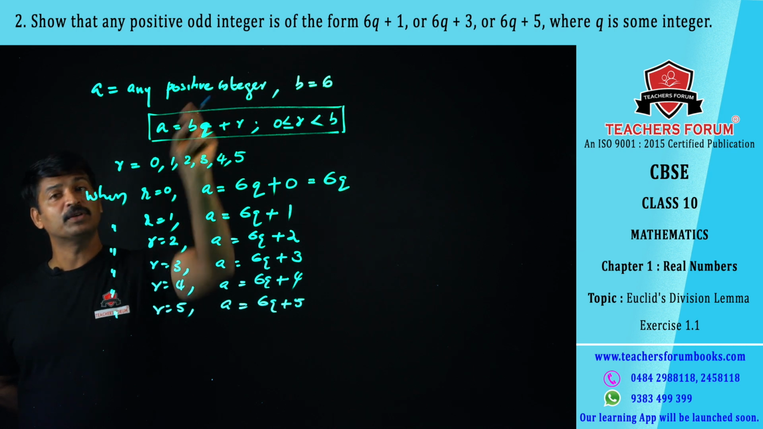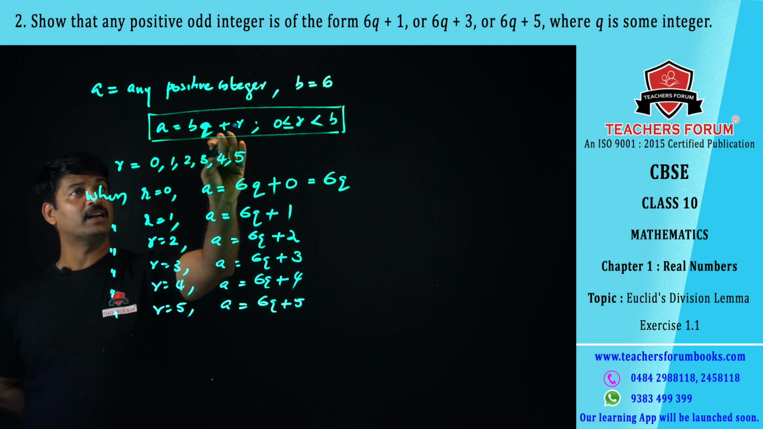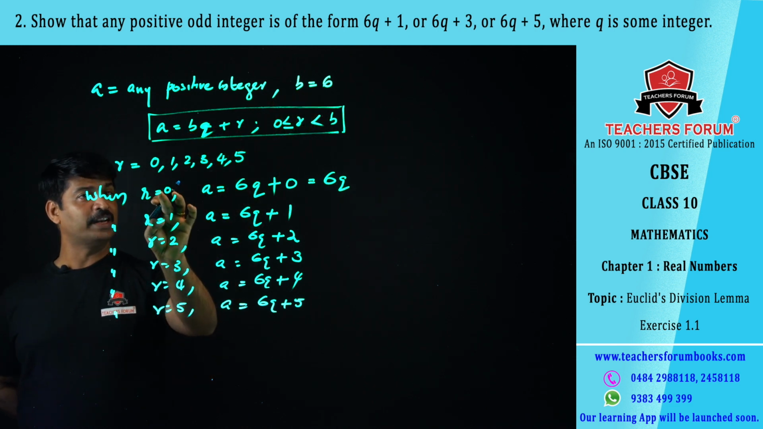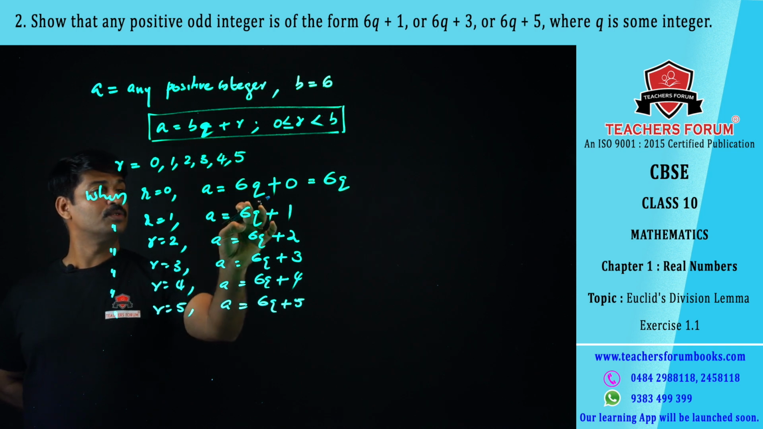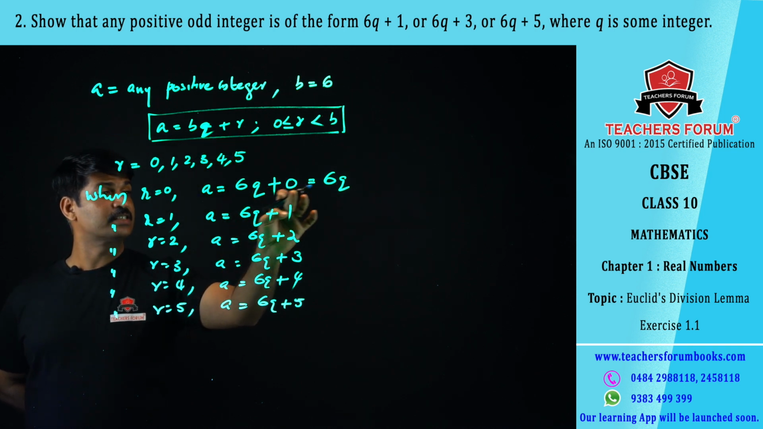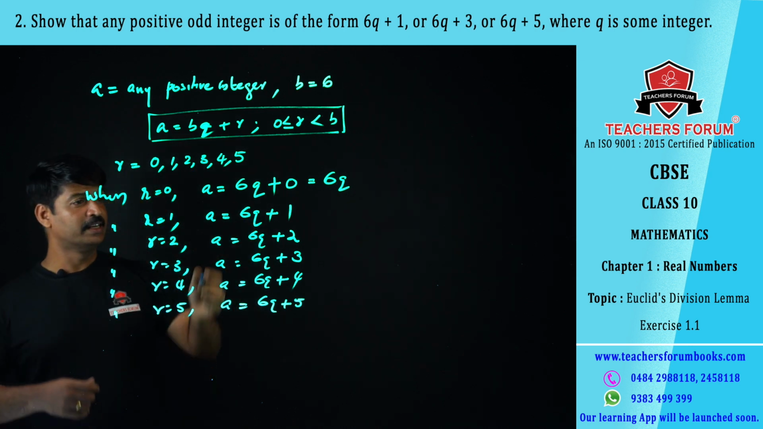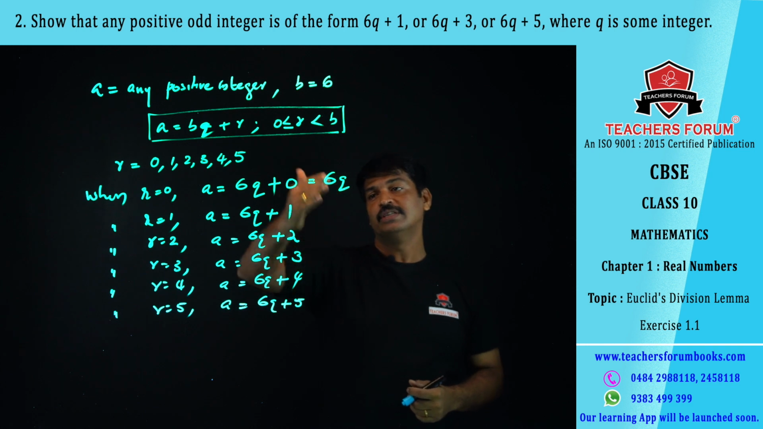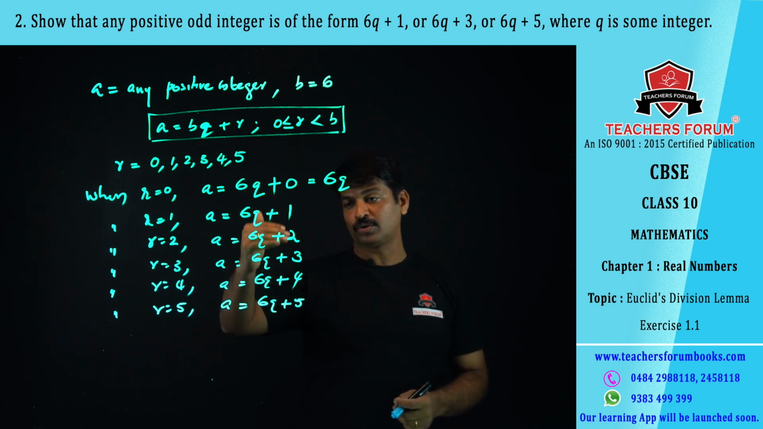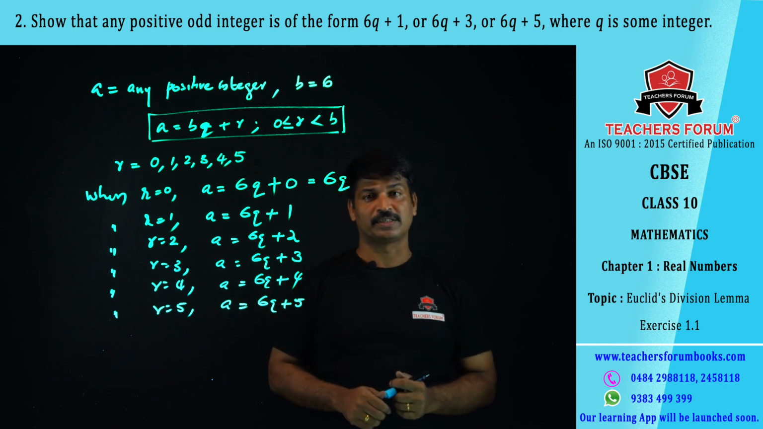Now, a is any positive integer. Any positive integer is of the form a is equal to bq plus r, where b is 6. So, when r is equal to 0, it becomes a is equal to 6q plus r, r is 0, that is 6q. When the value of r is equal to 1, it becomes 6q plus 1. When r is equal to 2, it becomes 6q plus 2. You see, 6q, 6q plus 1, 6q plus 2, 6q plus 3, 6q plus 4 and 6q plus 5.